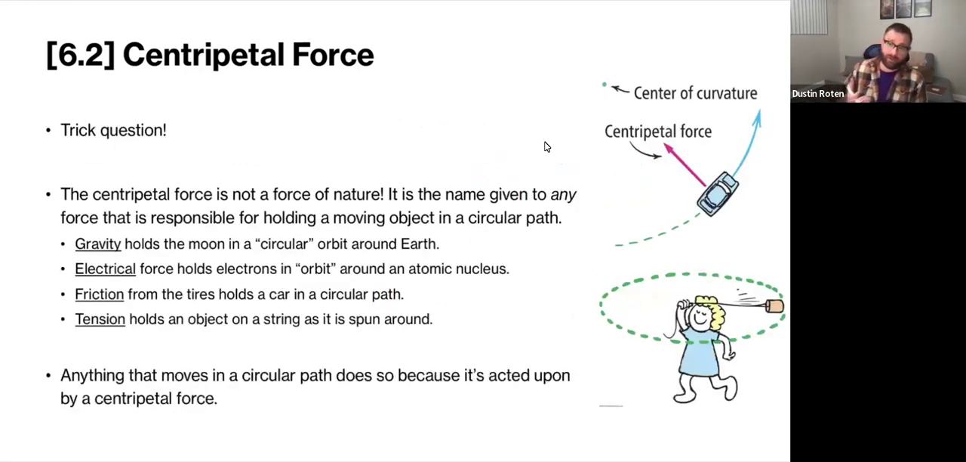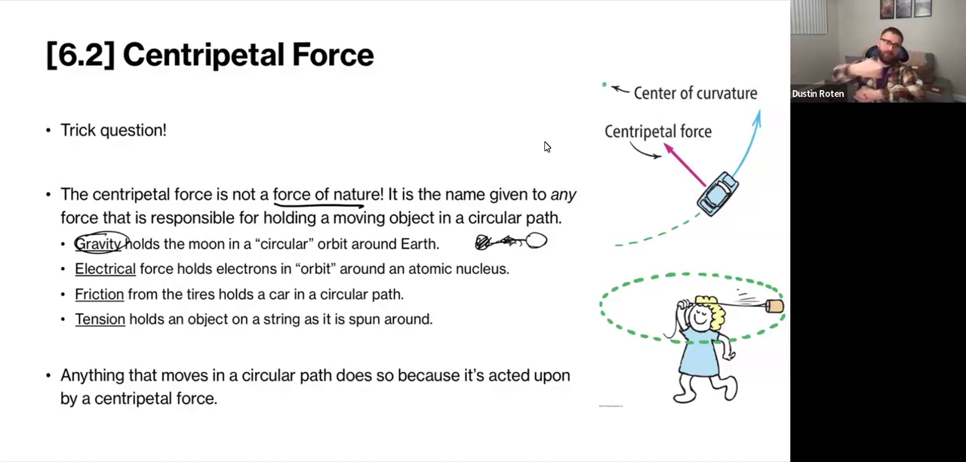Well, it turns out this is a bit of a trick question. So the centripetal force is not actually its own force found in nature. It's essentially the name given to any force that's going to hold us inside of a circle. So gravity holds the moon in a circular orbit around Earth. So this is Earth. Here's the moon. In this case, we have our action-reaction pair. Gravity is our centripetal force.